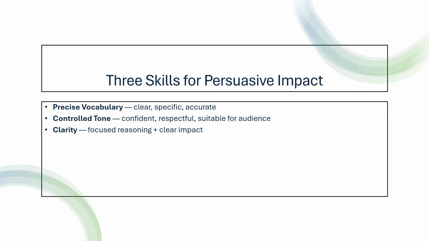And of course, we know persuasive writing depends on how you express your ideas. So, precise vocabulary means that you're choosing words that show exactly what you mean. Tone means that you're sounding confident, but also appropriate for your audience. And clarity means that you're explaining your reasoning clearly and showing the impact.